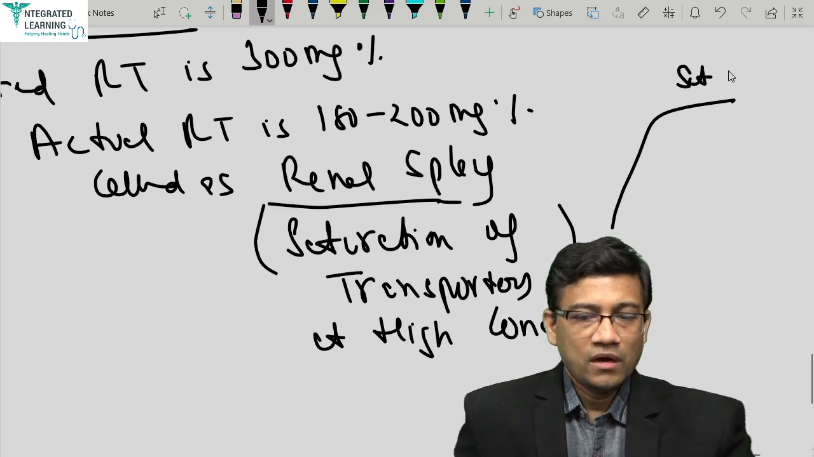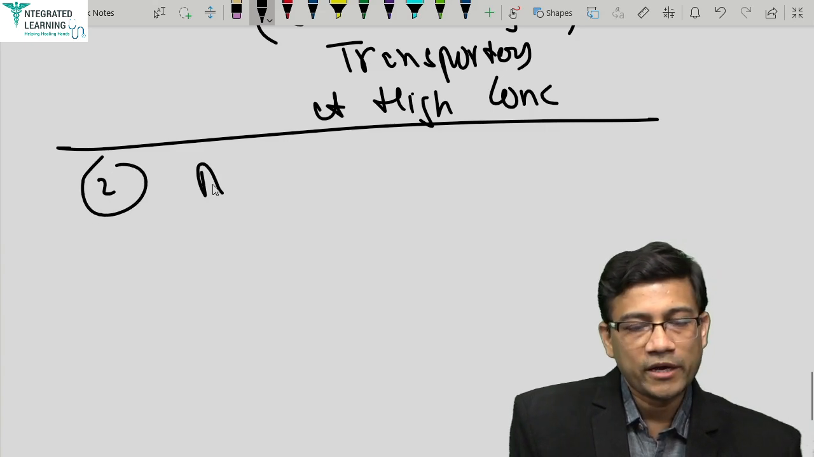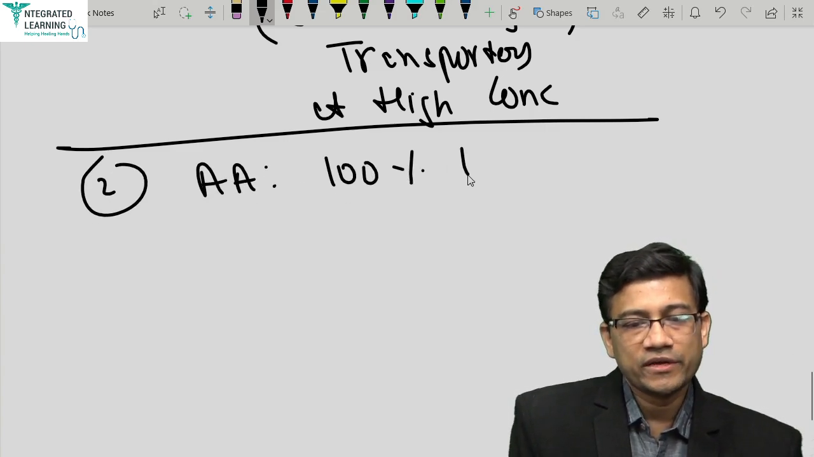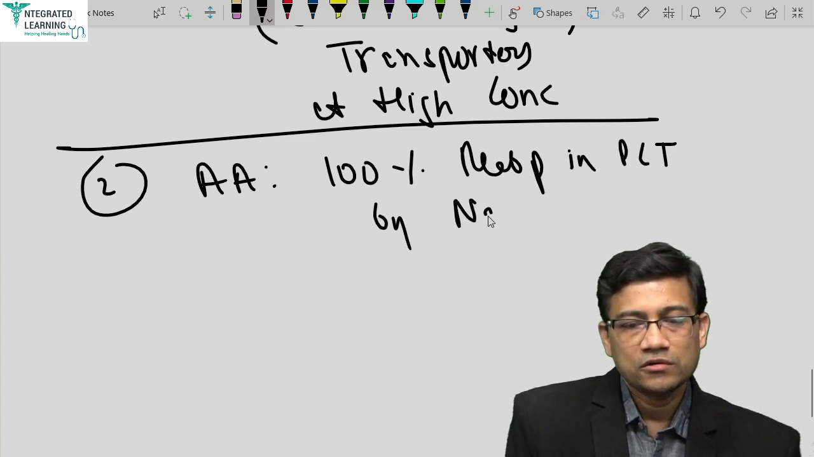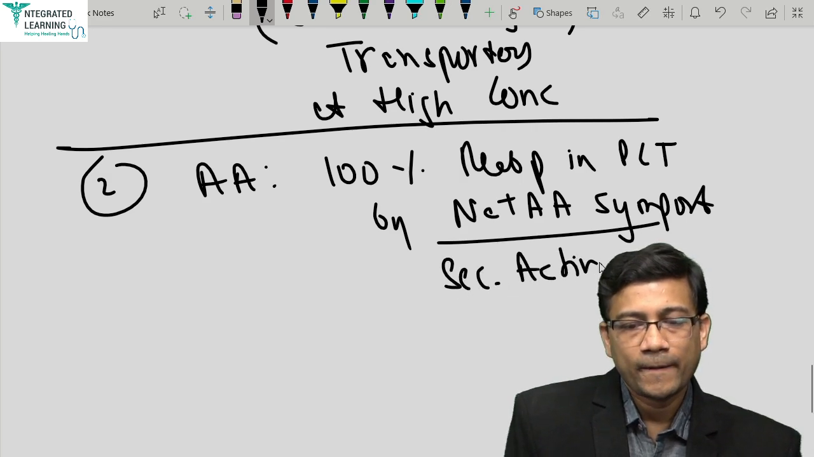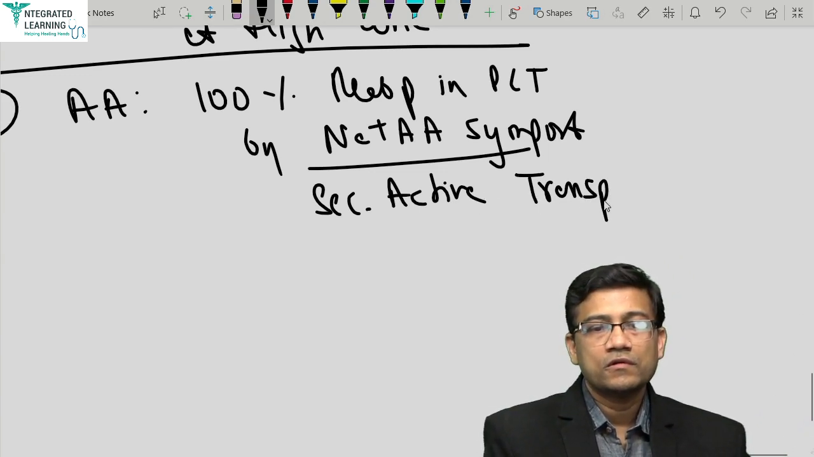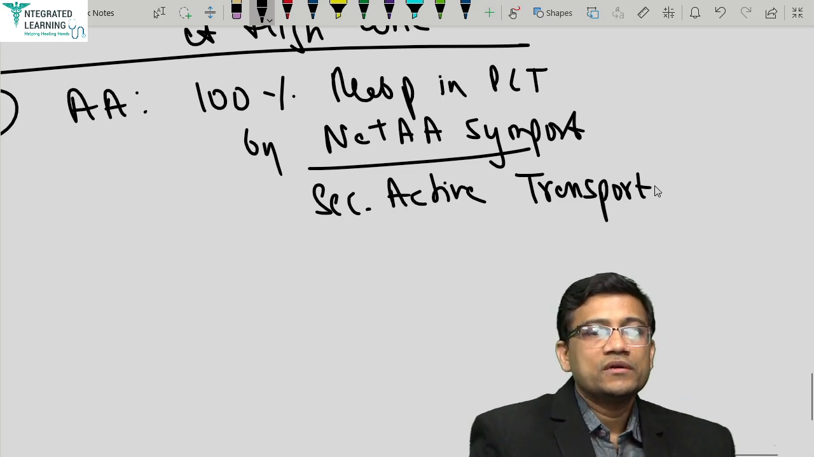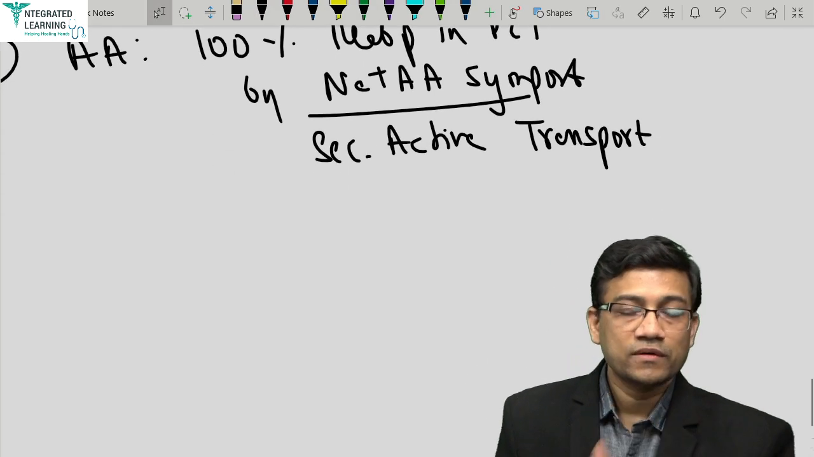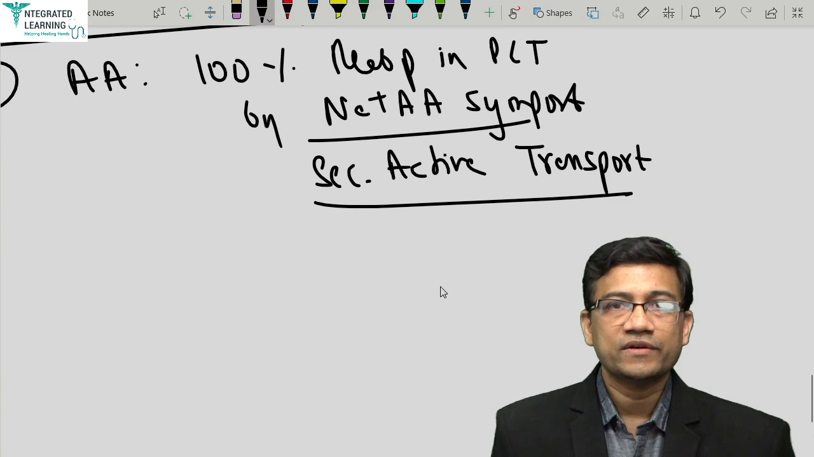Now amino acids are the same as glucose, so you can write statement number 2: amino acids are again 100% reabsorbed in PCT by sodium amino acid import. Again, what transport is it? Secondary active transport. Clear? So secondary active transport.